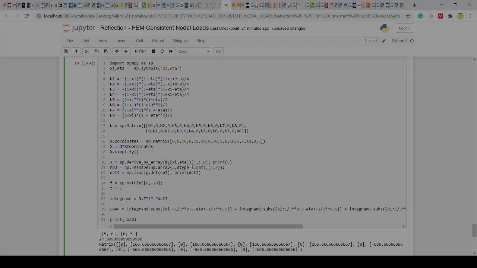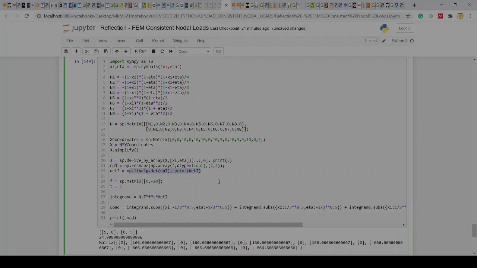Then I can take this vector and take the derivative with respect to xi, eta to get the Jacobian. Then I can convert this into a numerical system, just using a numpy array to convert it to a float. It was symbolic. As you'll see here, it's just constant values in here. That's why I can do that. And then I'm just reshaping to make sure it remains a 2 by 2 matrix. Compute the determinant of that. I'm just showing you what the determinant is.